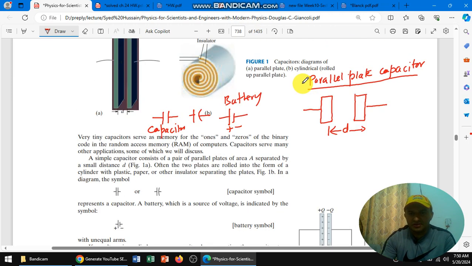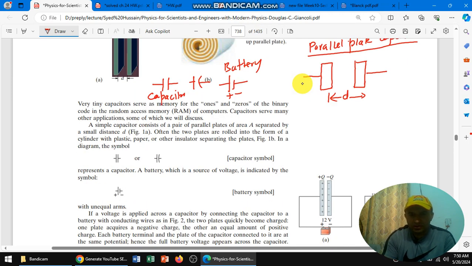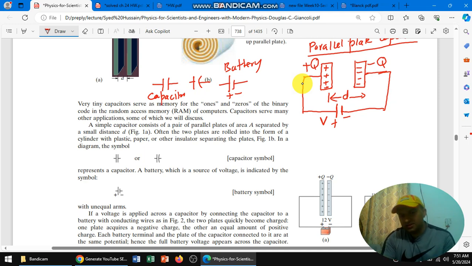Now, how does a capacitor store electric charge? When we connect the capacitor, one plate is connected to the positive terminal of the battery, and the other plate is connected to the negative terminal of the battery. So one plate stores positive charge, plus Q, because the battery provides the charges. The battery provides energy to the charges, and these charges are lifted to the plate. The other plate stores an equal amount of negative charge, minus Q.